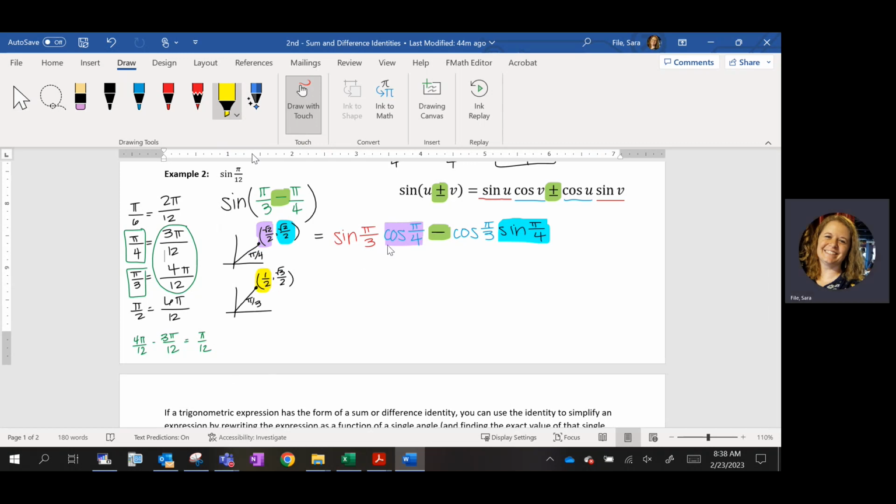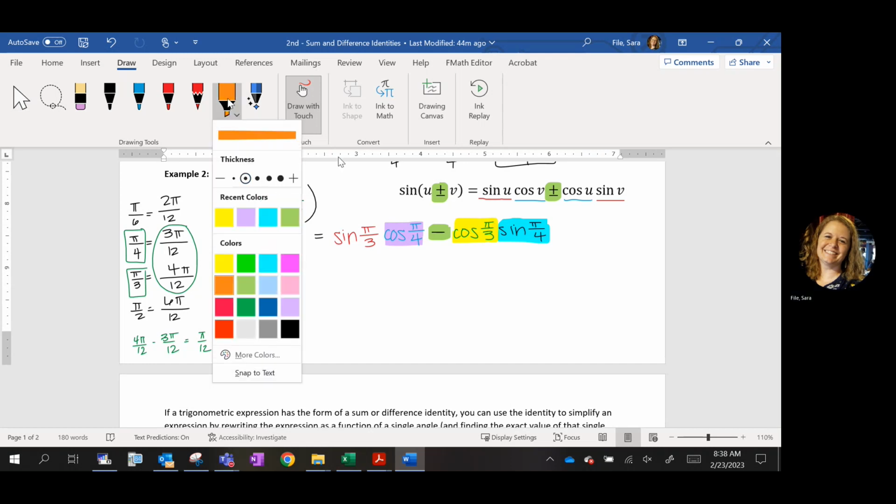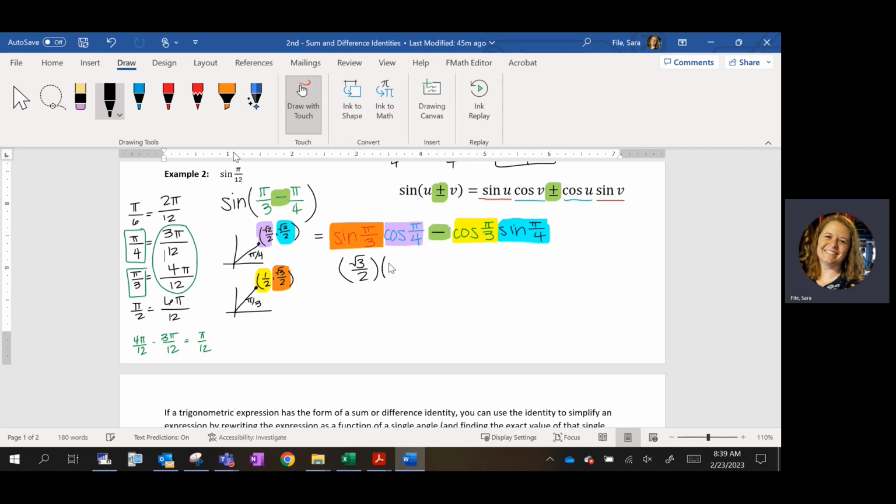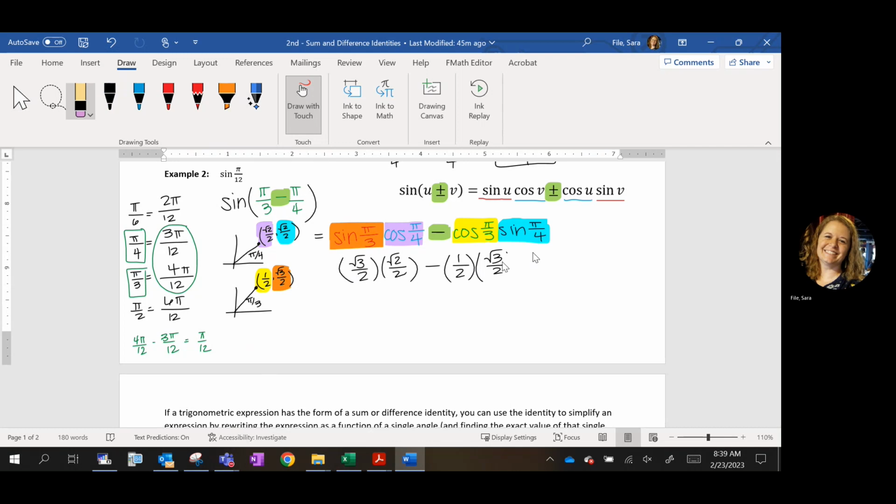Cosine of pi thirds will go here. Sine of pi thirds will go here. So that's going to be root 3 over 2 times root 2 over 2 minus 1/2 times the root 3 over 2. Oh, hang on. That's root 2 over 2. There we go.